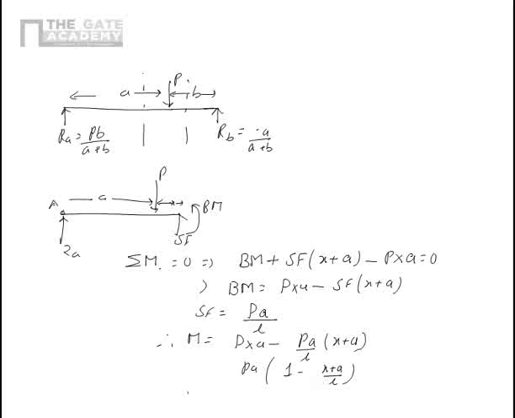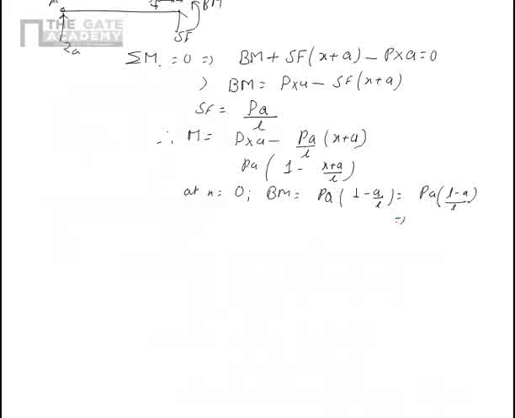So now at X equal to 0, BM is equal to PA into 1 minus A upon L, which is nothing but PA into L minus A upon L. Now L minus A is B, so PAB upon L. Now at X equal to B, which is the right hand end, BM is equal to PA into 1 minus L upon L, which is nothing but 0. So the bending moment diagram for this beam looks like this.